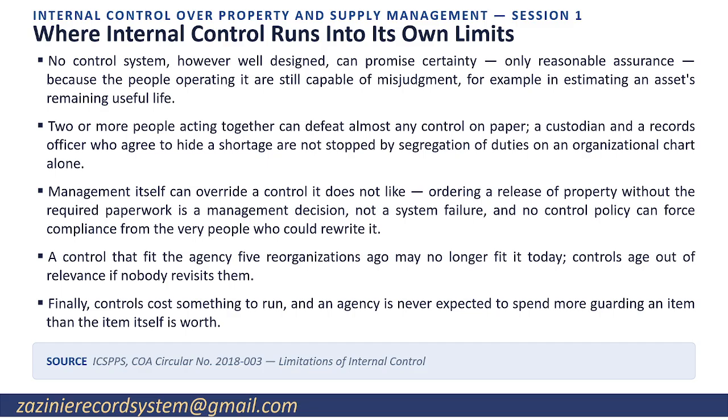Now, in a bit more detail, this is one of the most frequently tested ideas in this whole topic, because it is counterintuitive. Students often assume that a good internal control system means losses cannot happen. The correct position, and the one Commission on Audit actually expects you to hold, is that internal control reduces risk to a reasonable level, never to zero. Collusion, management override, human error, obsolescence, and cost-benefit limits are the 5 reasons why, and you should be able to name all 5. Next slide.